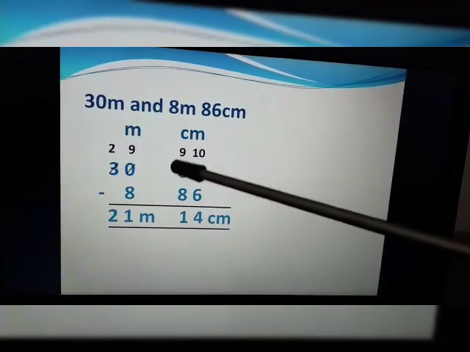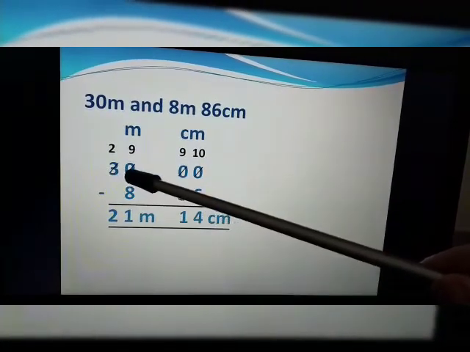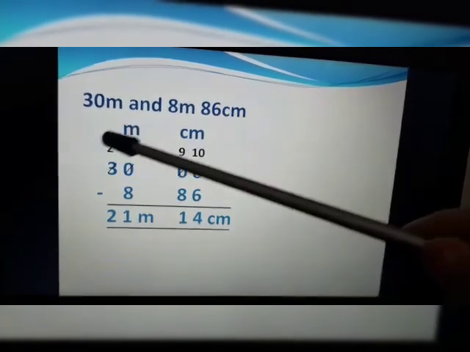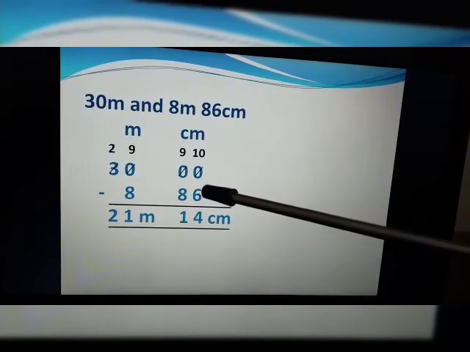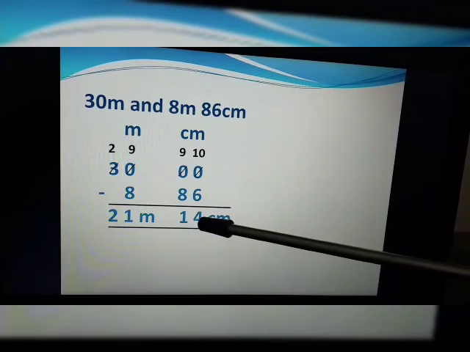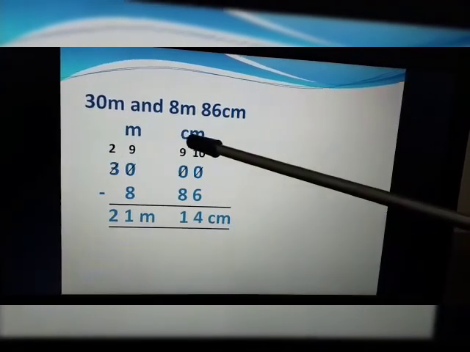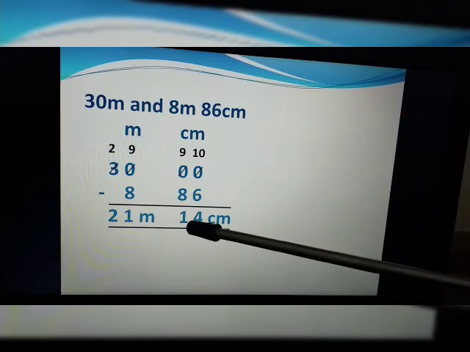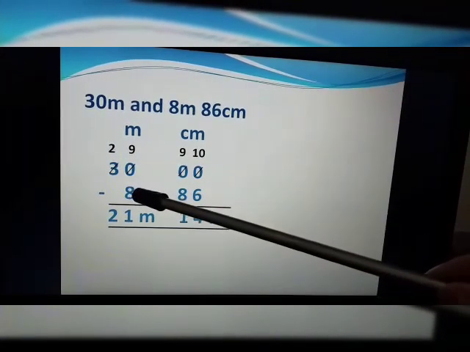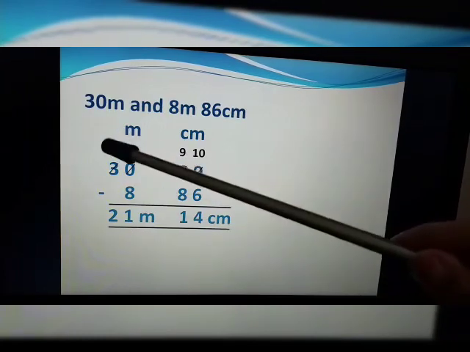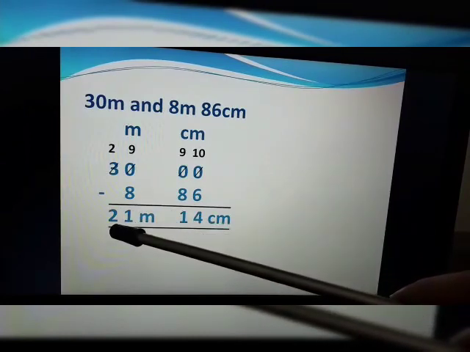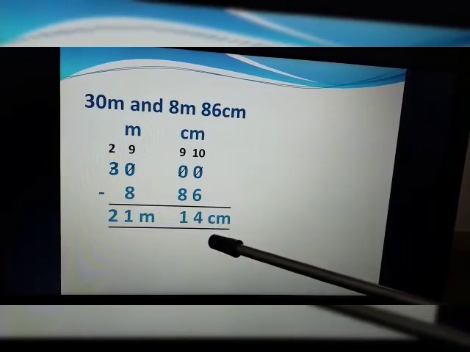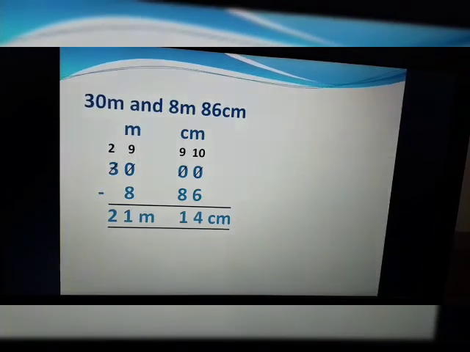हमने 300 से 1 लिया है, यहाँ पे borrow किया है. तो 300 में से 1 लिया है means 300 will be 299. Okay. Now we subtract 6 from 10. 10 minus 6, 4. Okay. Now here 9 minus 8, 1. Here 9 minus 8, again 1. And here only 2. No number is here. So 2 minus 0 is equal to 2. So the answer will be 2 meter and 14 centimeter. Okay, understand? Now, thank you.